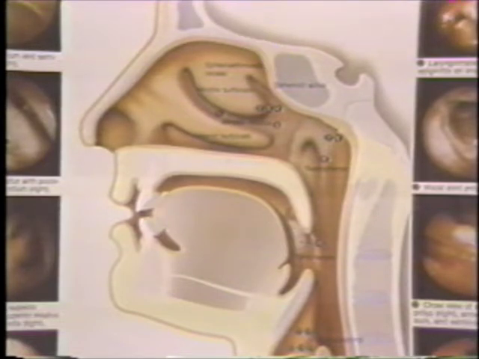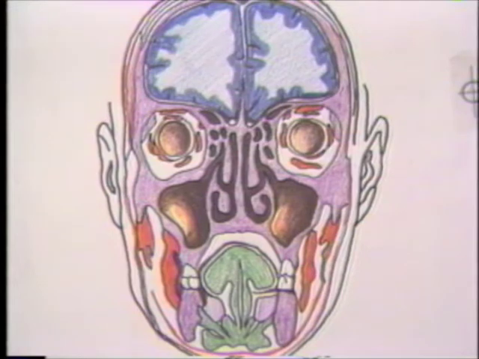Some structures are seen better in this coronal view, where we are able to identify the maxillary sinus ostium coming from the maxillary sinus itself. The ostium of the nasal frontal duct also opens under the middle turbinate. We see the ethmoid sinuses and the location of a properly placed antral window.